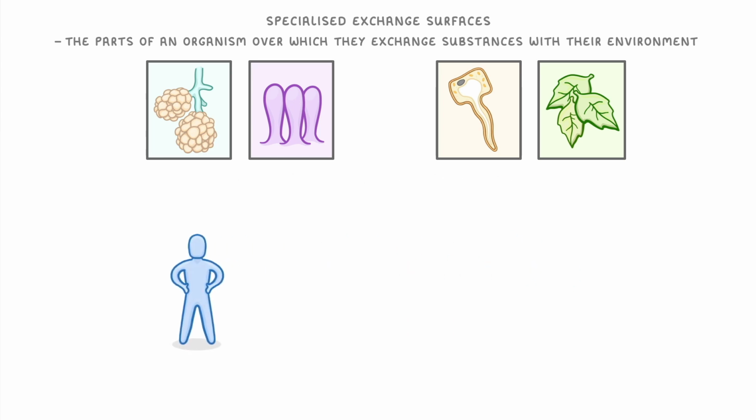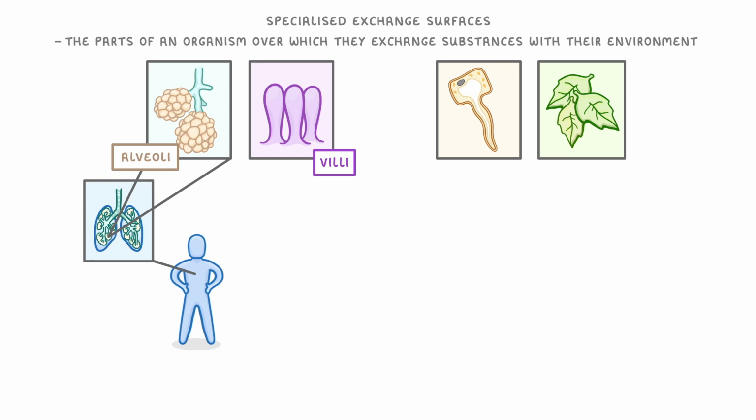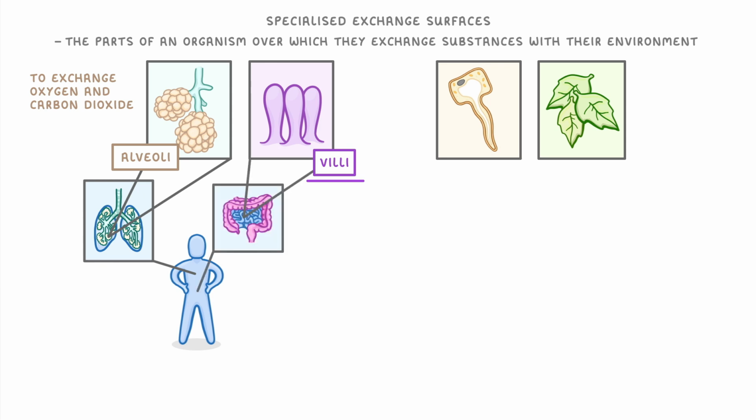So if we look at a human first, the main specialized exchange surfaces are the alveoli and the villi. The alveoli are small sac-like things that are found in the lungs at the very ends of the bronchioles, and their job is to exchange oxygen and carbon dioxide between the air and the blood. So they're an exchange surface because they exchange gases between the inside and outside of our bodies. Meanwhile, villi are these finger-like things that are found on the inside lining of the small intestines, and their role is to help us absorb nutrients like glucose and amino acids.